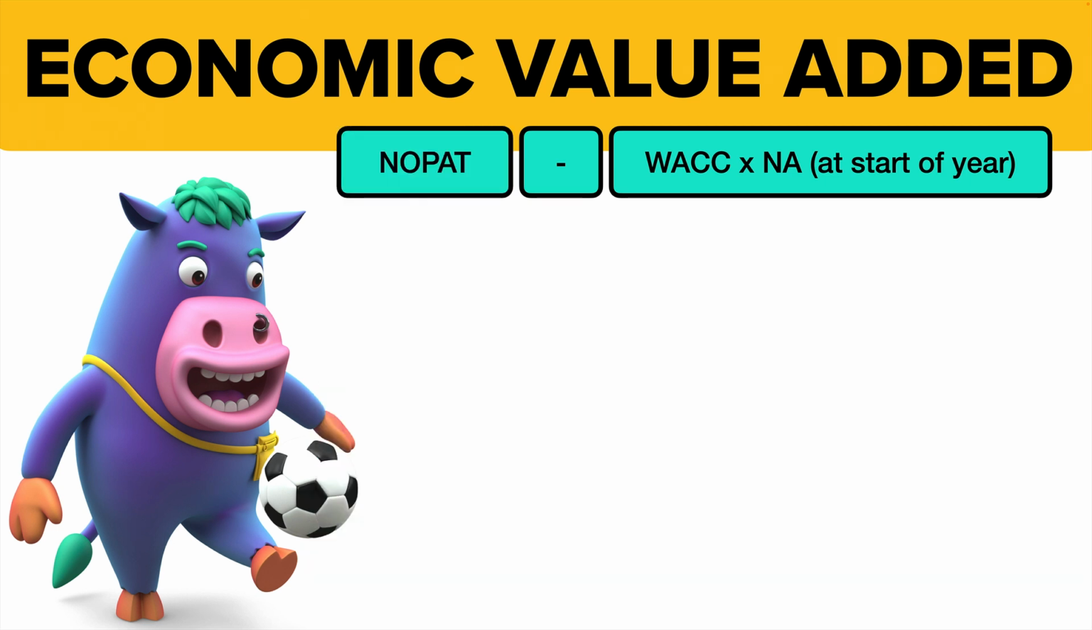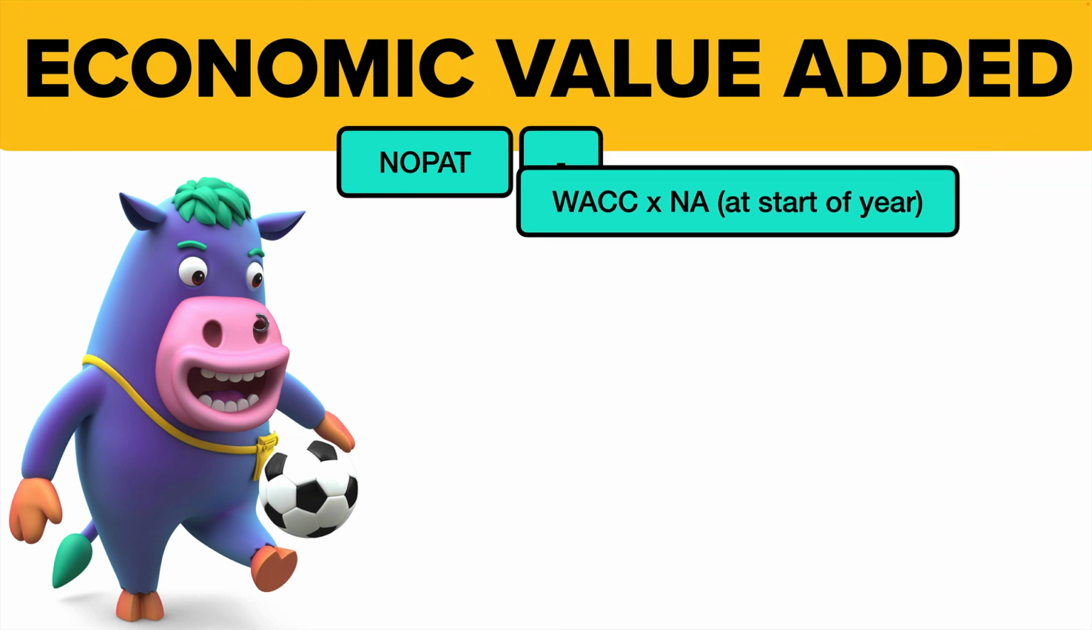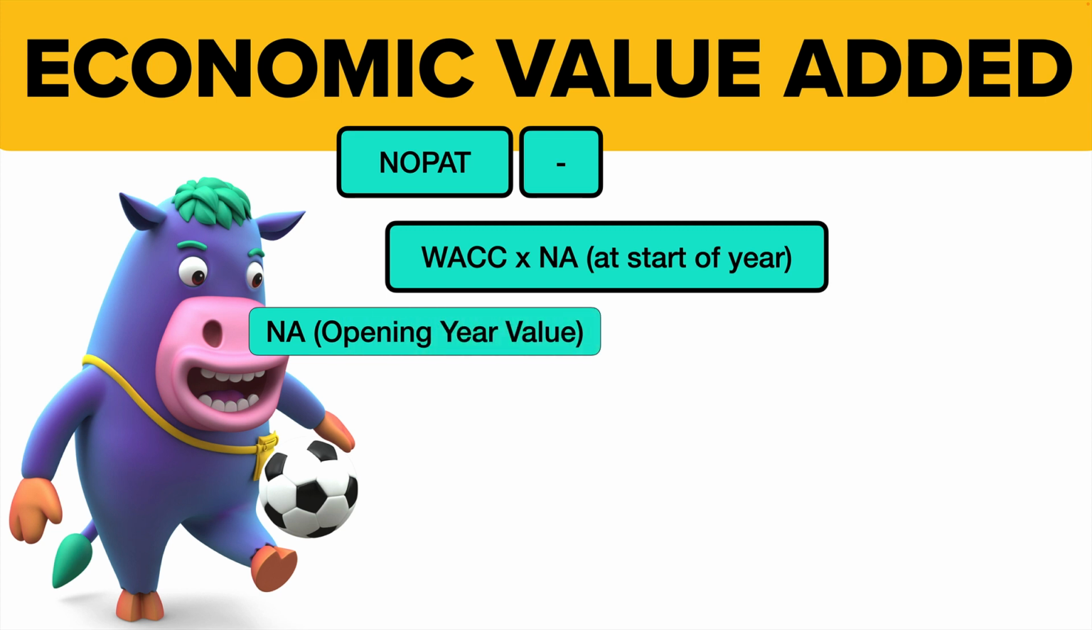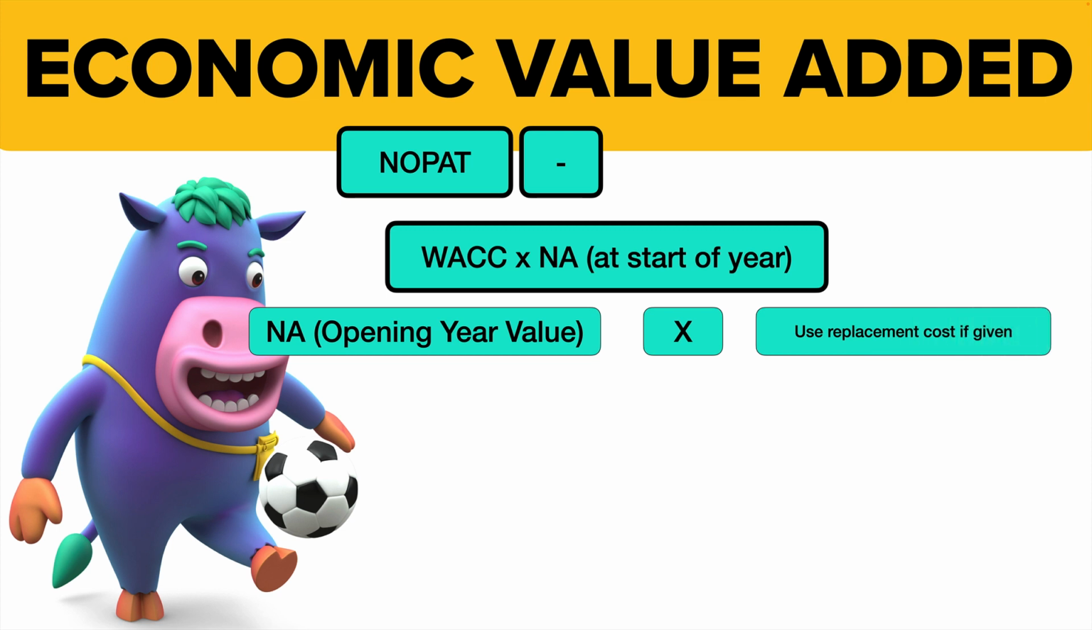Right, now let's focus on the next part of the equation, the WACC times by the net assets at the start of the year. It's that start of the year I want you to get into your heads. You take your net assets at the opening year value, okay? Just as an aside, if they give you replacement cost of the assets, use that. But also, remember when we were doing the NOPAT, we added back things like advertising and R&D. We added them back because they're not expenses, because they're actually capital. They're actually assets to us, aren't they?